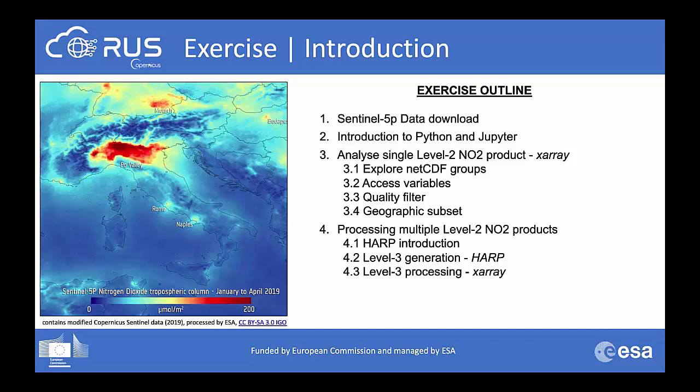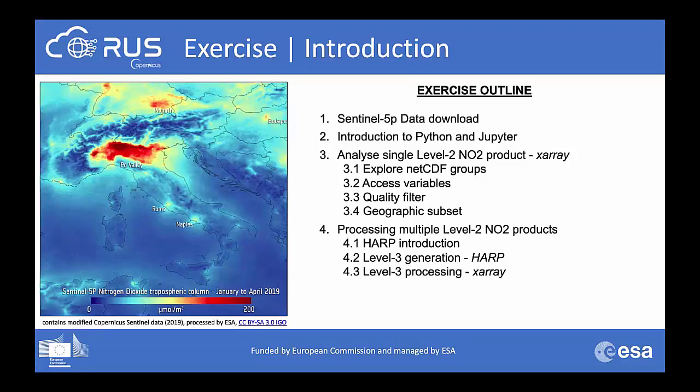Then I have divided the exercise into parts. The first main part is point number 3. There I will show you how to process one single level 2 NO2 product using xarray in Python. So we will see how easy it is to import a single product in Python, access the netCDF variables of interest, and then do some basic operations such as filtering the product for quality and doing a geographical subset.